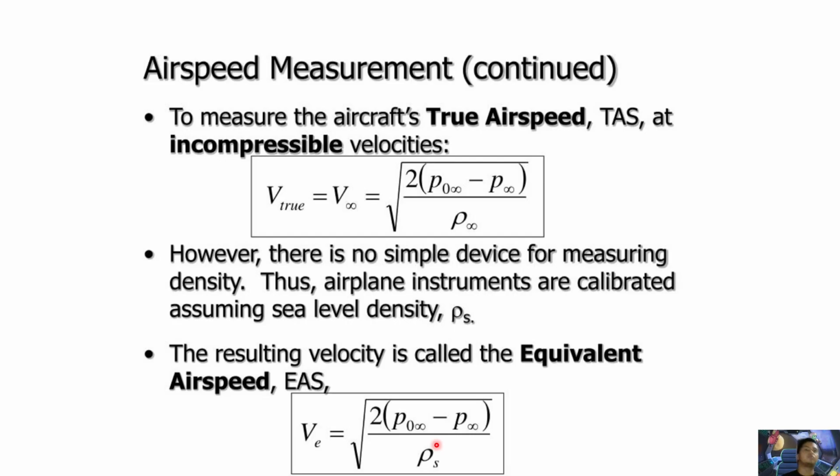So, true airspeed, ang base density mo is the static density or yung ambient density. Pag sinabing equivalent airspeed, ang base density mo is sea level. Okay, yun yung difference nung dalawa.